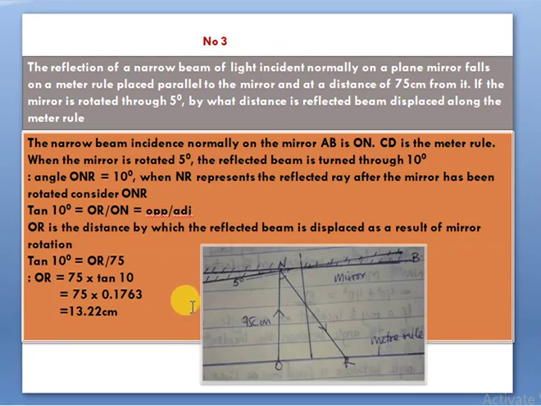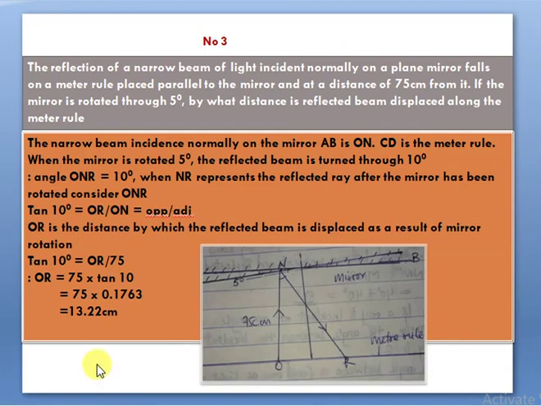Now let's see this diagram. Now this is my plane mirror, and this is my meter rule. I place the meter rule to be parallel to my mirror. This is my mirror when I've not rotated it. This is my meter rule. You can see the label, meter rule. You can see your mirror. They are placed parallel to each other.